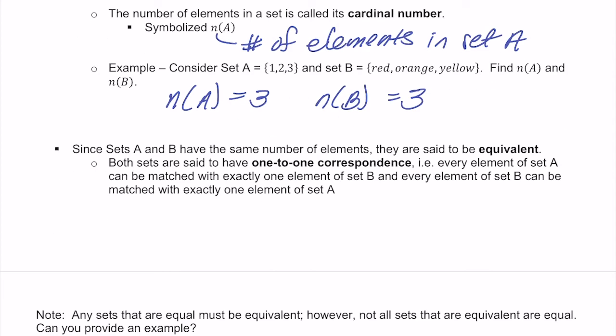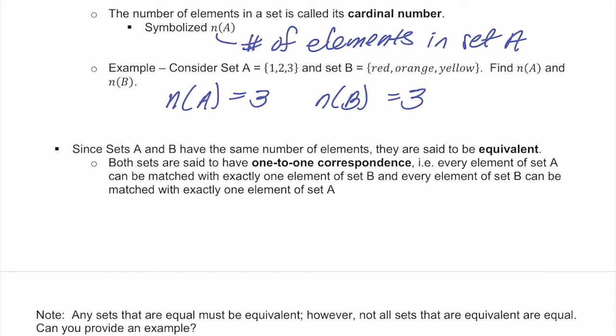Now, are set A and set B equal? Well, they don't have the same elements, so the answer is no. But they are equivalent. So what is the difference? Since sets A and B have the same number of elements, they both have 3 elements, they're said to be equivalent. But they're not equal because they don't have exactly the same elements.